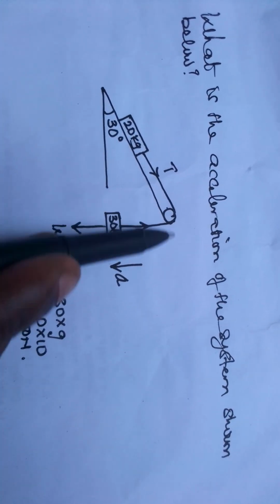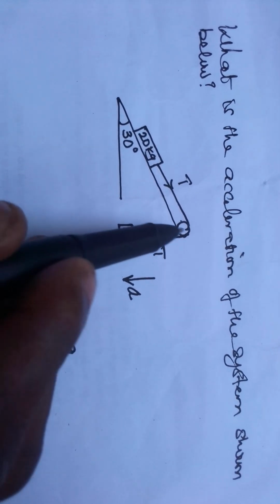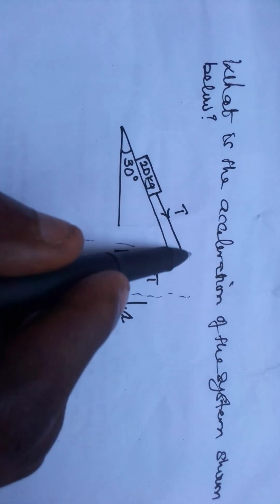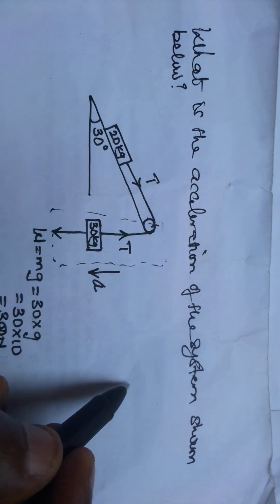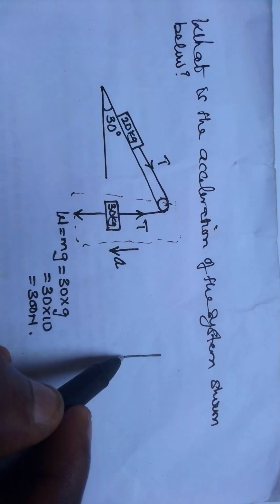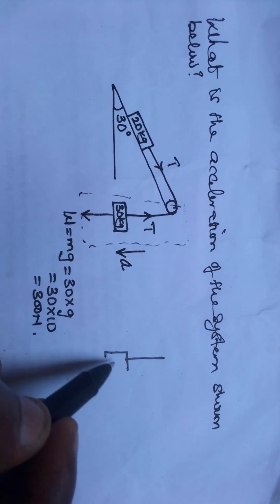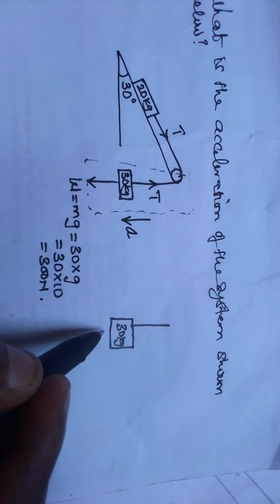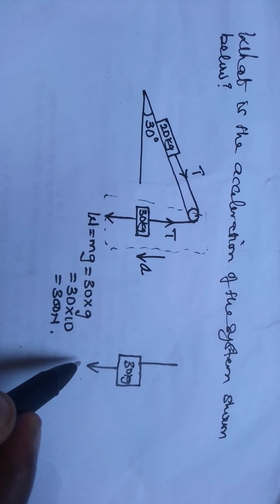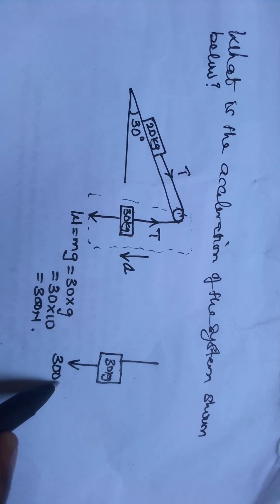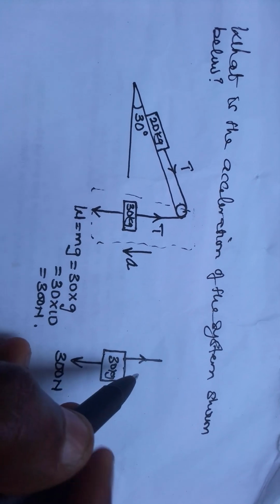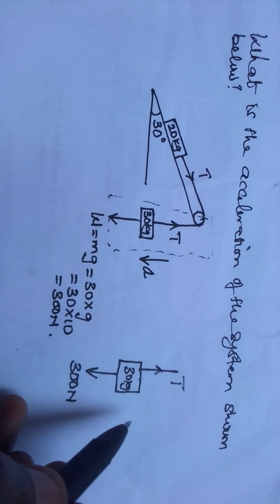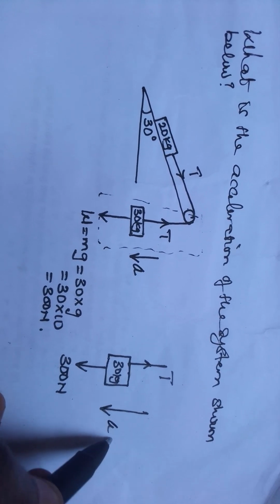So let's try to free this section of the body out of the whole system of forces we are having here. So we have this structure, the free body diagram of the 30 kilogram mass, which we have converted to 300 newton by weight equals mg. So here is 300 newton. Then there is a tension on the rope or cord, which is T. Then the acceleration is tending downward in this case.